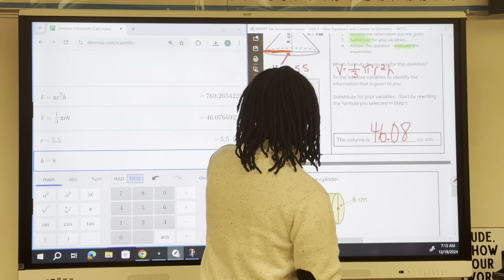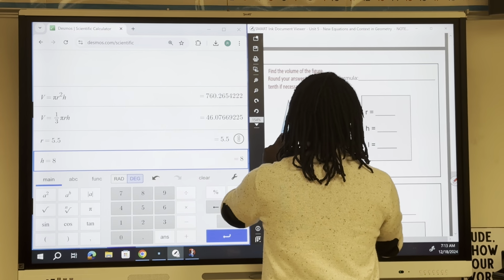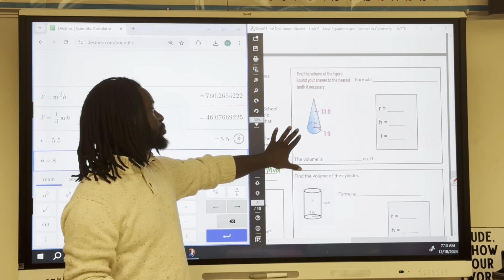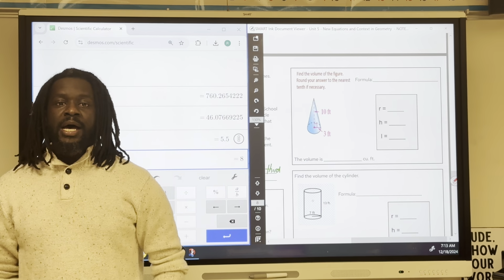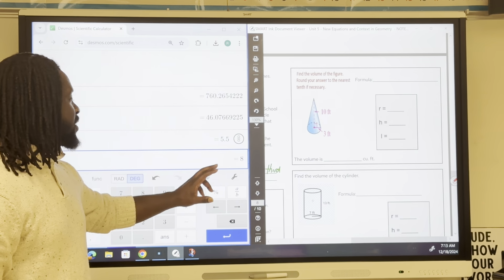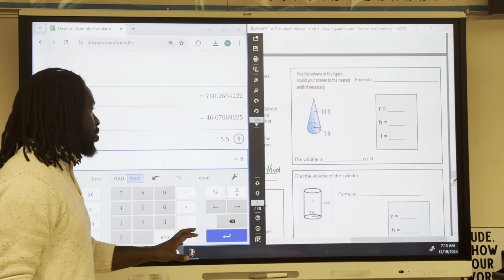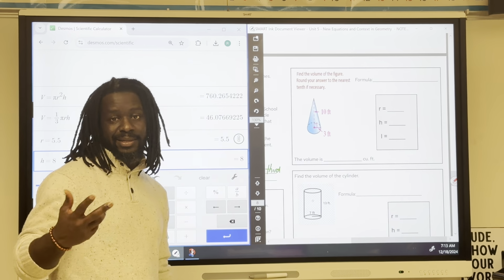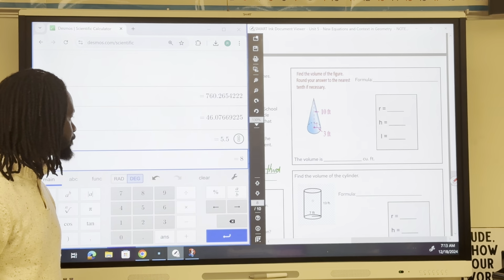All right, so let's look at, you know what, here's where you go. I want you to pause it. I want you to do this next, find the volume of this next cone on your own, and then we'll take a look at a cylinder, and then that'll be our time.